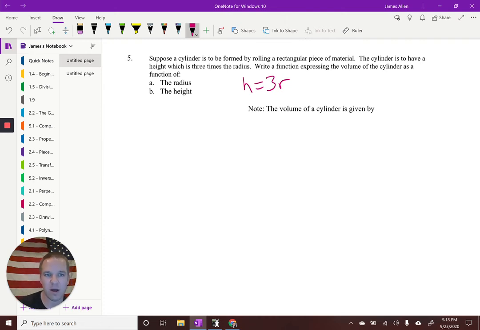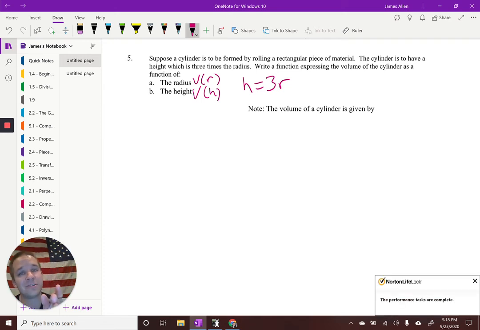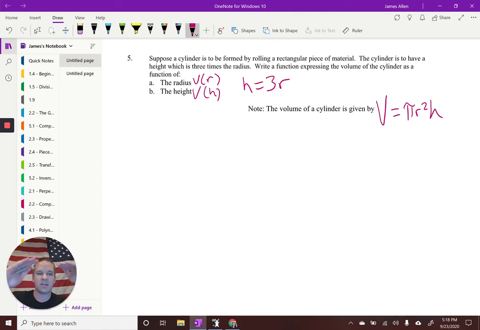Write a function expressing the volume of the cylinder as a function of the radius and also as a function of the height. So V of R and V of H. So the volume of a cylinder is given by, it got cut off. But luckily, I also teach geometry. And I remember my volume is equal to pi R squared H. Boom. I like it. Awesome. Fantastic. We find the area of that circular base and we multiply it by the height. That's how we get the volume of a cylinder. Good stuff. I love using these kind of formulas.